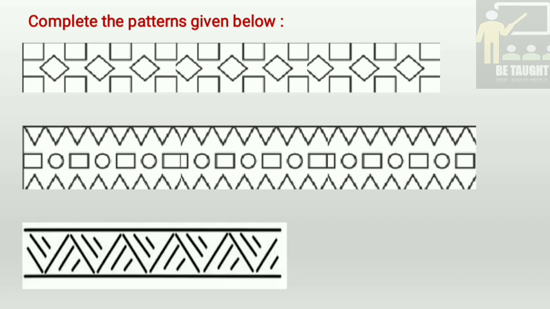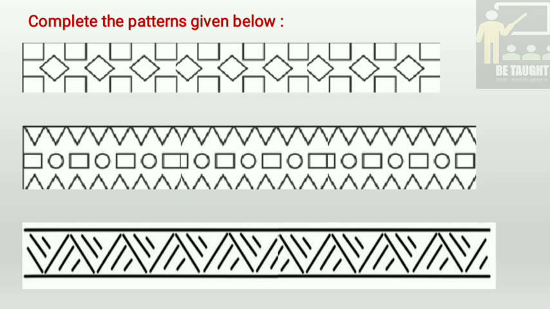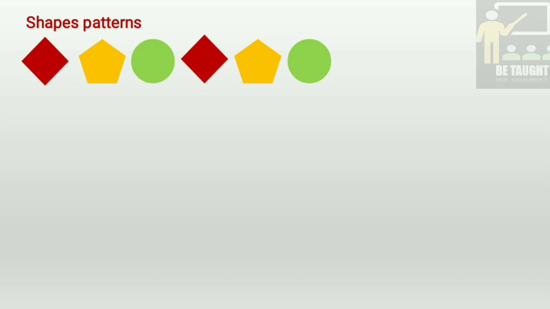One more is given to us, and we repeat the pattern over and over again, and this way we complete the patterns. Shapes patterns. Now what is the meaning of this? We'll understand. Different shapes are given, like a diamond shape, a hexagon and a circle. So similarly the pattern will repeat again. Again there will be a diamond shape, a hexagon and a circle. So which will be the next shape after this? Yes, it will be the diamond shape.